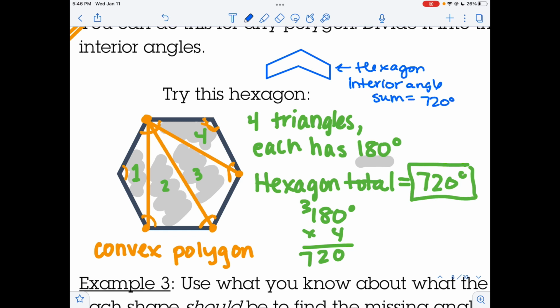I would love for you to understand this concept, so anytime I give you a shape, you can approach it with these triangles and then figure out what the angles should be. If you haven't noticed, I'm not real big on memorization. I'm big on the figuring out.